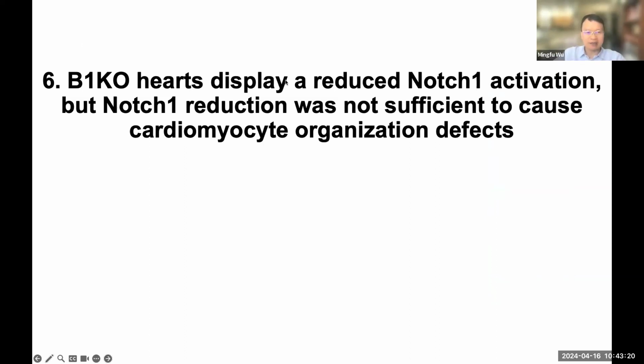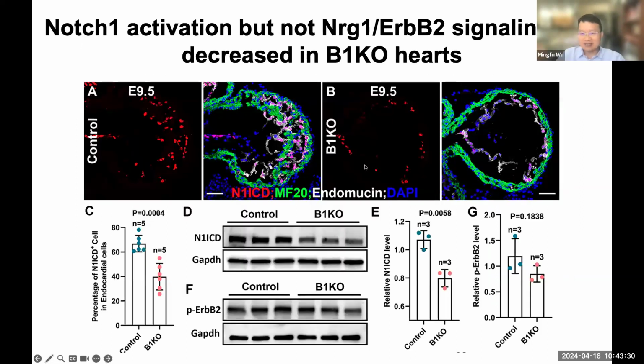B1KO has displayed a reduced Notch1 activation, but Notch1 reduction was not sufficient to cause cardiomyocyte organization defects. So Notch1, as I told you earlier, is so critical. Beautiful data by Jose's lab showing that Notch1 is required for trabeculation. And here we examined if Notch1 activation was reduced.